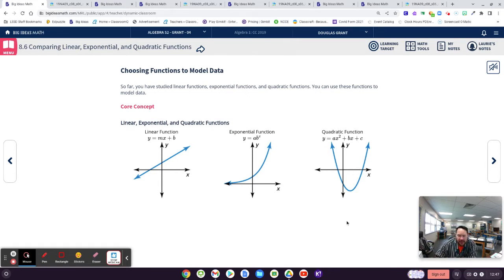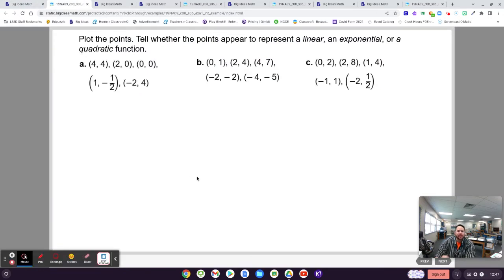And then, of course, we've been dealing with quadratics. This is the standard form of the quadratic, ax squared plus bx plus c. So those are the three main types of functions we've been dealing with. And 8.6 combines them all. Yay. So let's jump into some examples.